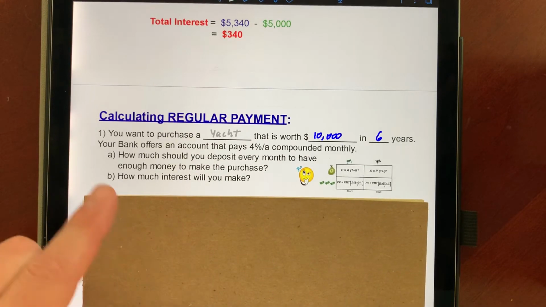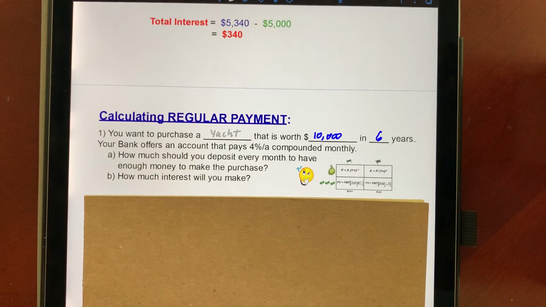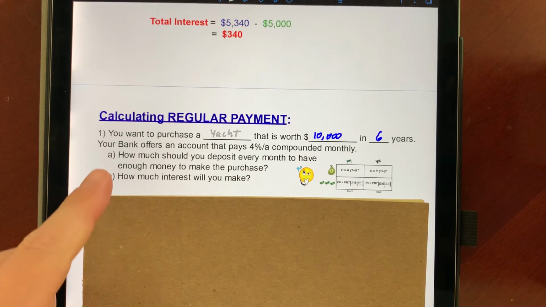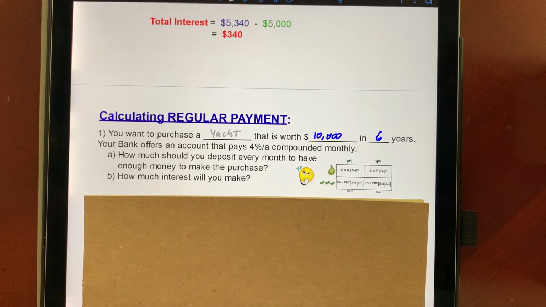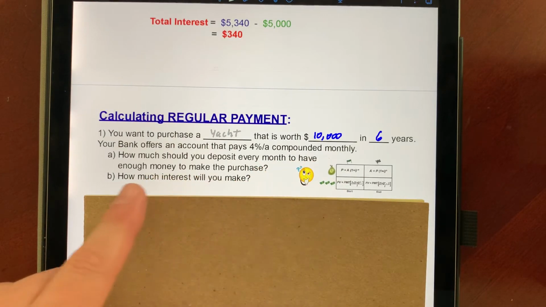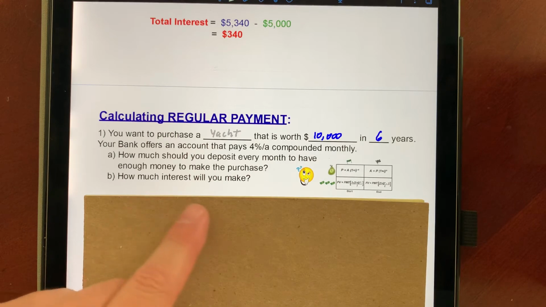Let's say that you want to purchase something, and the last class picked a yacht, which I don't think you can get for $10,000, but let's go with it, in 6 years. So you're putting money down so you have $10,000 in the future. The bank account offers 4% per year compounded monthly. How much should you deposit every month so you have enough money to make the purchase? And how much interest will you make?